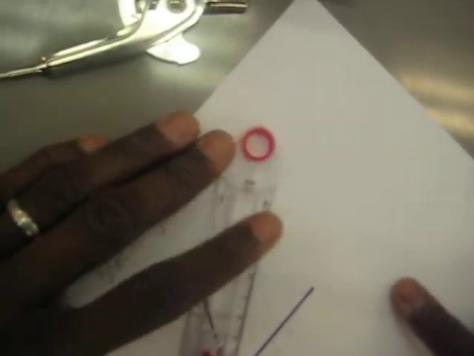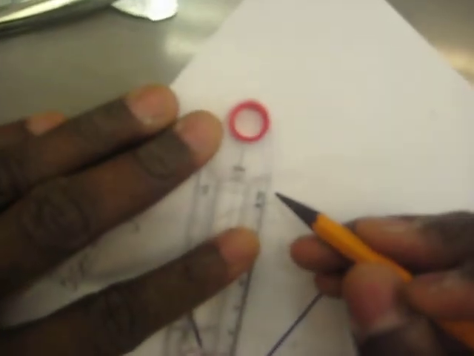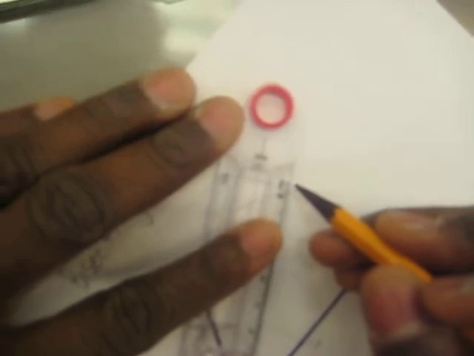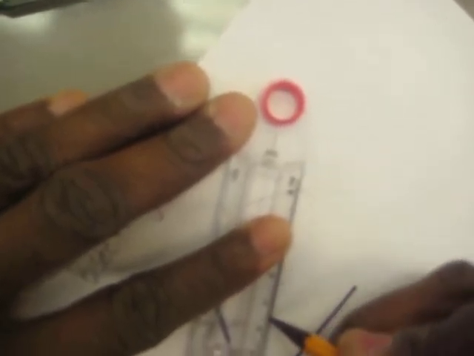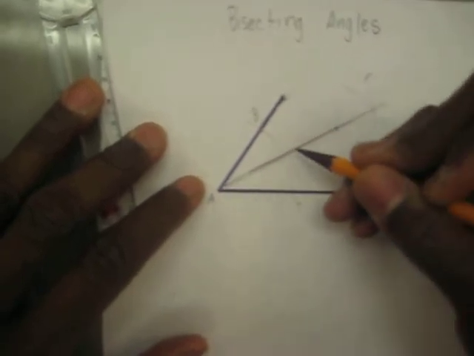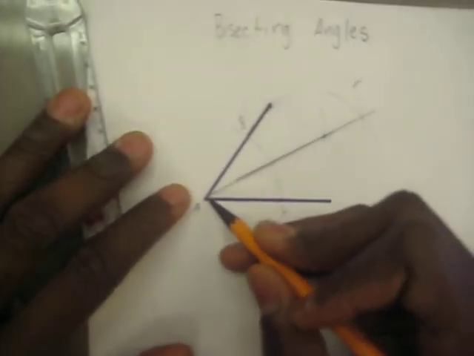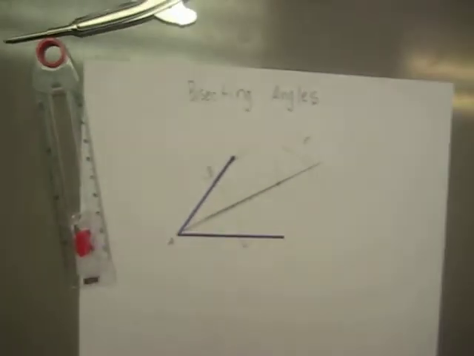Now, if I try to draw the same line, you will see that you pretty much end up with the same line. The line does not change. I want you to realize that wherever you draw the arc, whether it's out here or inside, you will ultimately get the same angle bisector of the angle.